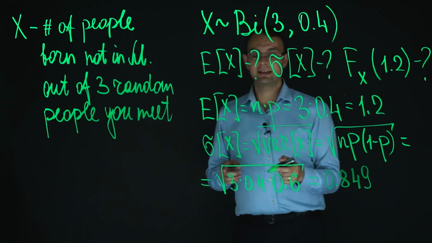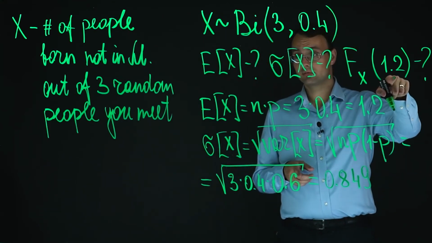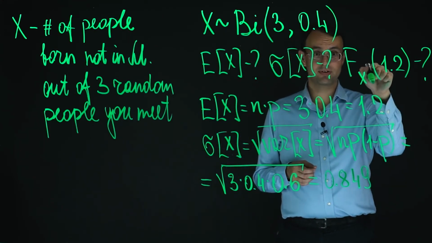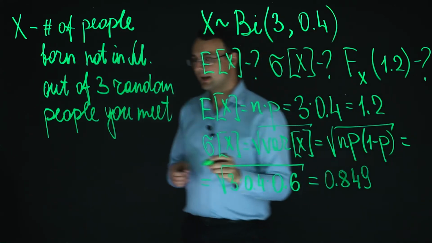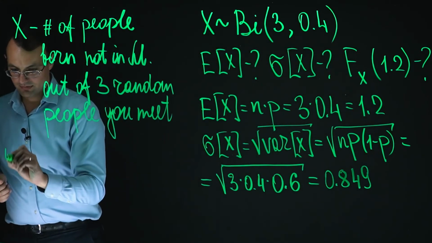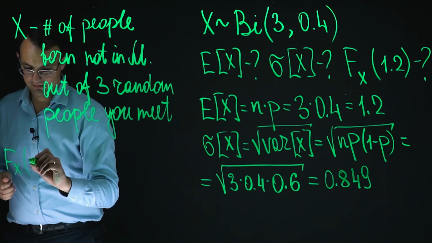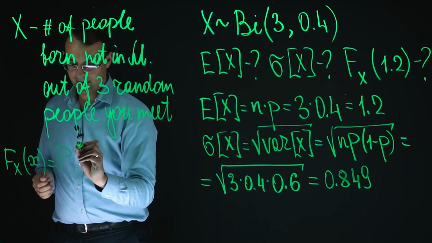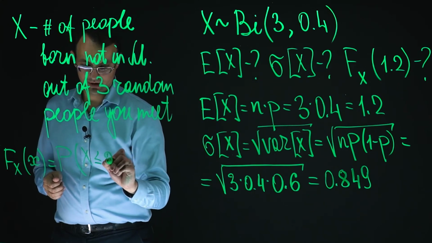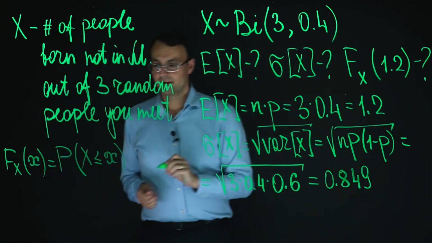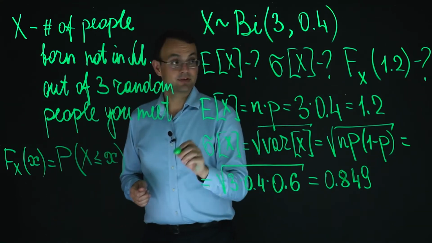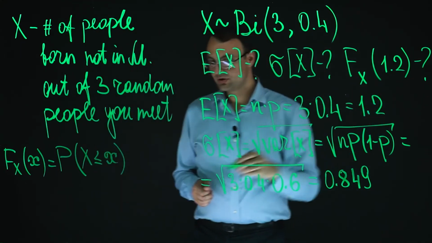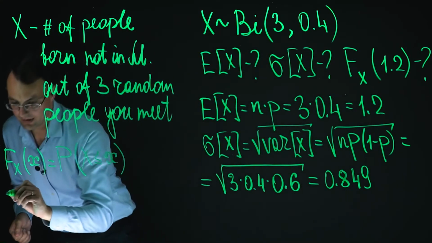And as for the CDF, actually we don't need to find the general formula for the CDF. We just need to know the definition of what the CDF is. And let me remind you. So the CDF is a function that is equal to the probability that x is less or equal than small x. So in our case, small x is 1.2.